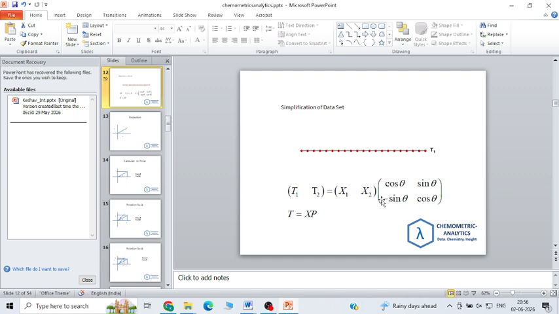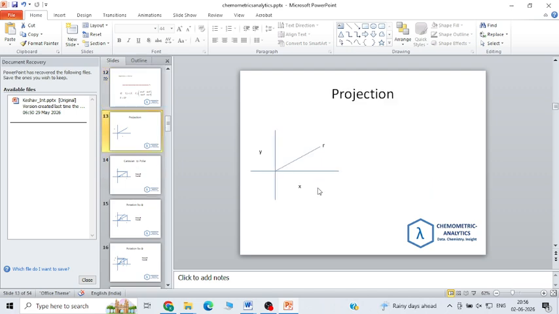So in this video, what we are going to do is derive this rotation, right? How do we derive this rotation matrix? In order to do this, we take a simple example, a 2D data set, and that space is spanned over x and y. We have a vector at a distance r.